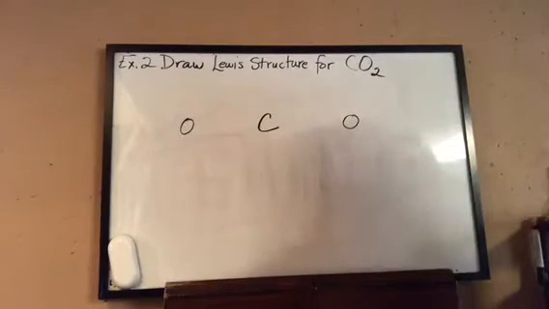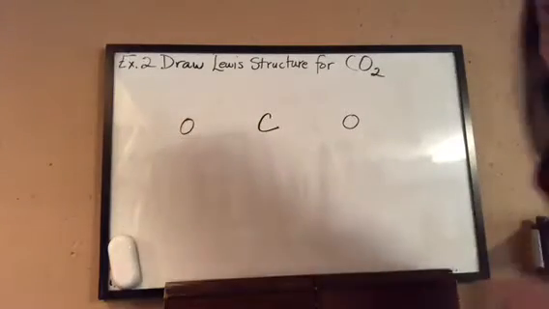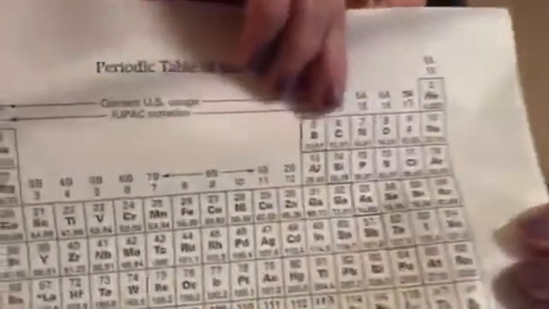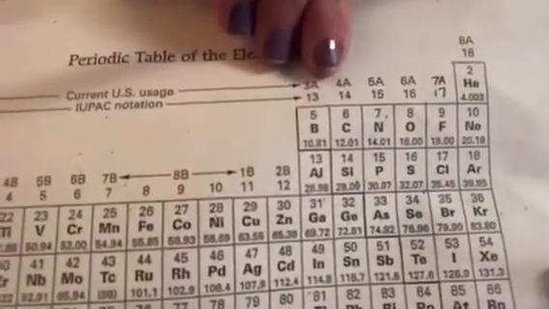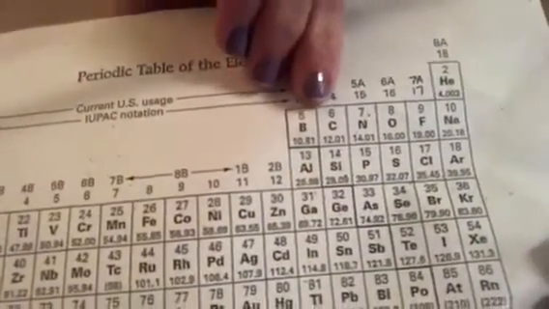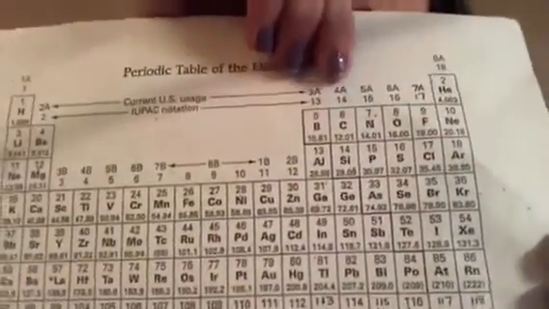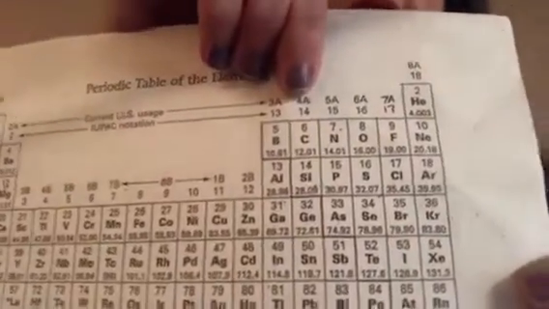Now, let's put the valence electrons on each atom. Carbon is in group 4A of the periodic table. It has four valence electrons. Now, if you're sitting there wondering where you're getting that from, you say, well, carbon has six electrons. Yes, but only four of them participate in bonding. Only the valence electrons. So four valence electrons for carbon.